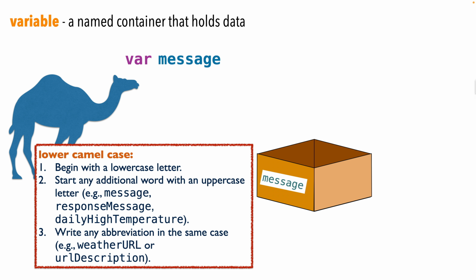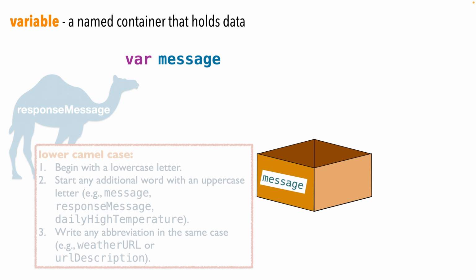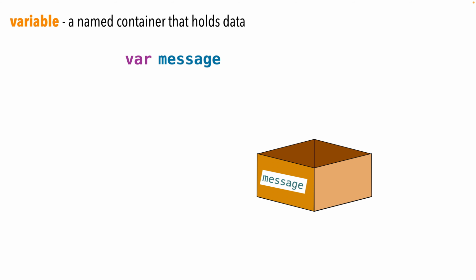And this format is called lower camel case, since the capital letters are sort of like humps on a camel. So at this point, we've declared a variable called message. You can consider that like a box that holds data. And we only use the var keyword once for each variable it's created. Once the variable's been created, we don't need to declare it or create it again.